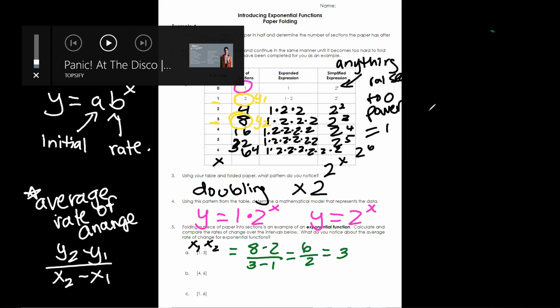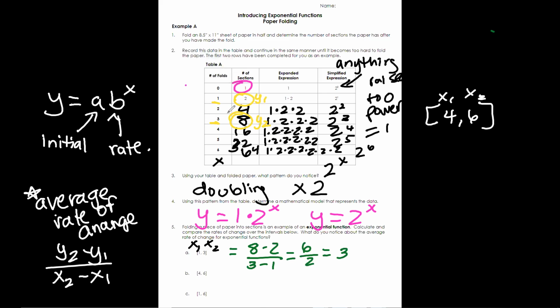So we've got from 4 to 6. So x1 is going to be 4, x2 is going to be 6. Okay, we're going to look at our table for 4, which is 16. And then for 6, which is 64. So we're going to plug in 64 minus 16 over 6 minus 4. And that's going to give us 48 in the top, 2 in the bottom. And 48 divided by 2 is 24.